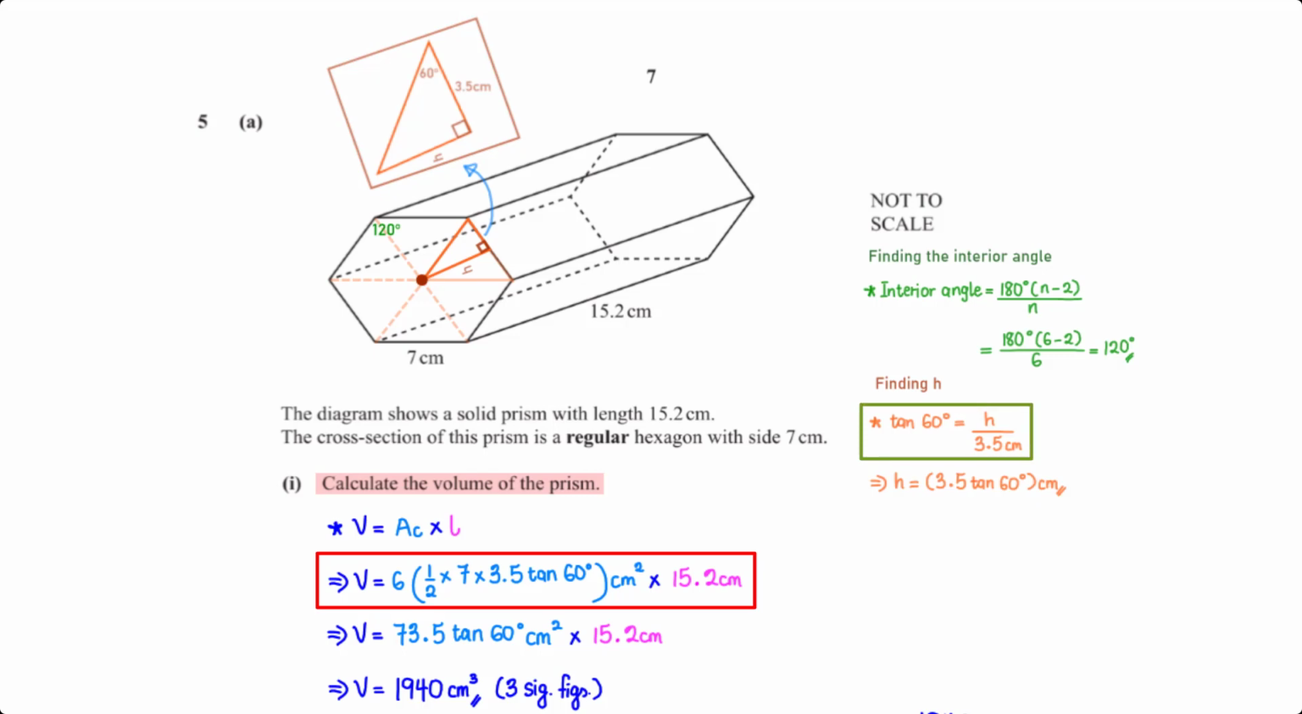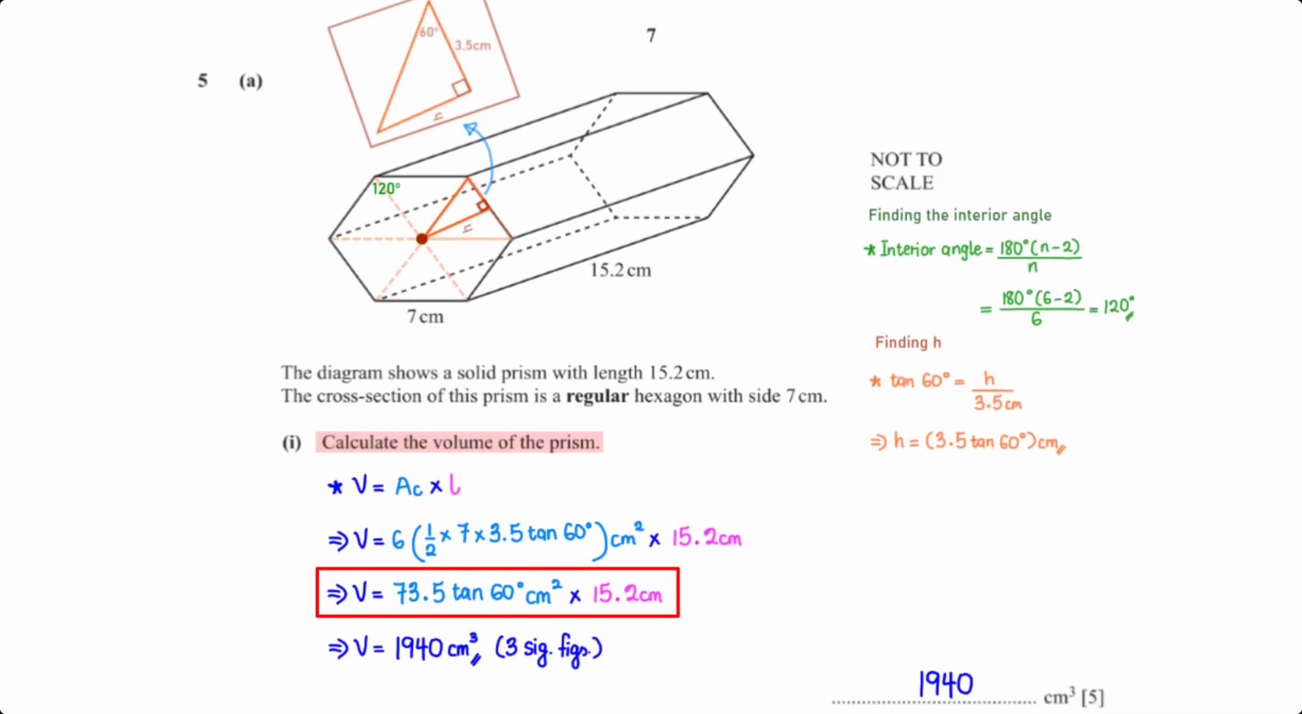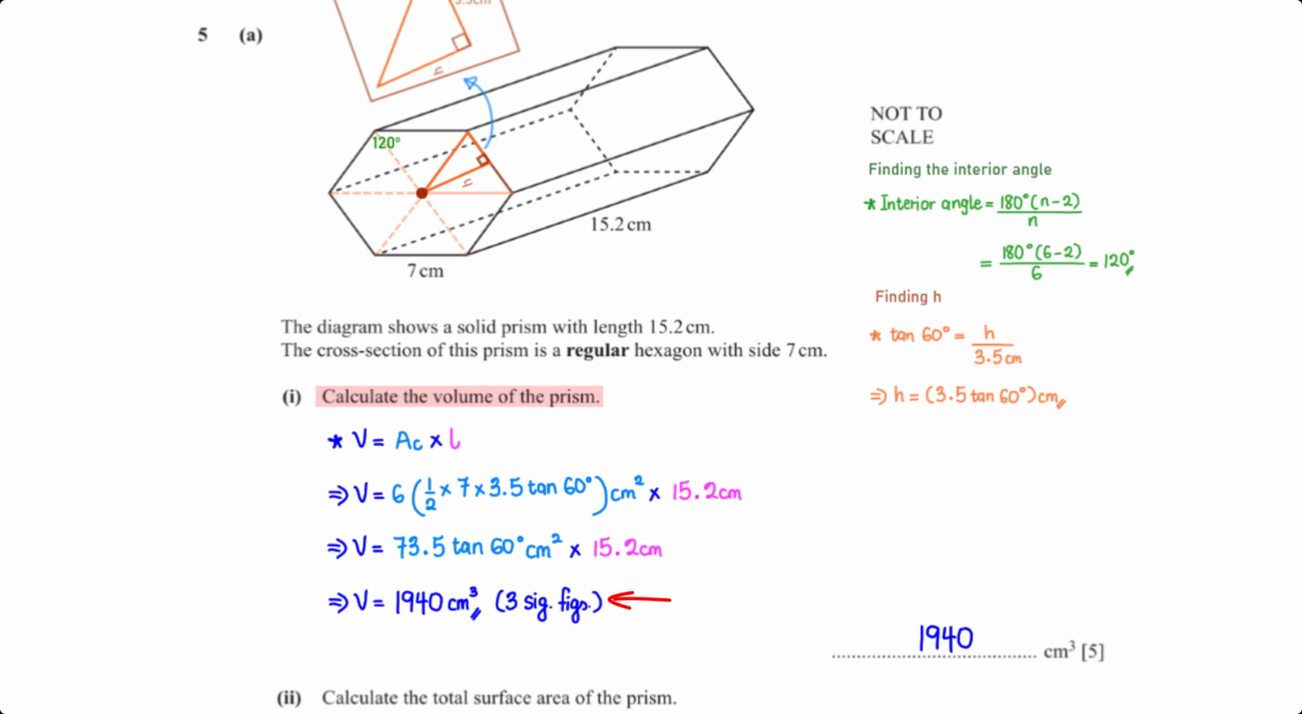This gives us tan 60 equals h over 3.5 centimeters. When we make h the subject, we get h equals 3.5 tan 60 centimeters. So for the cross-sectional area of the prism, we get 73.5 tan 60 centimeters squared. When we type this into the calculator, we get 1940 centimeters cubed, rounded to 3 significant figures.